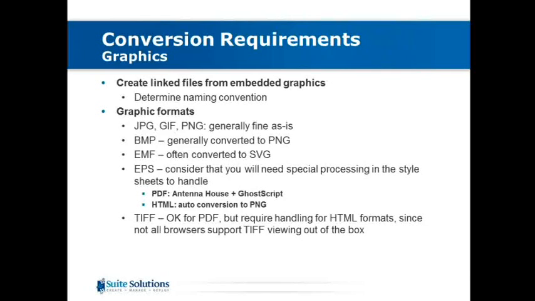For example, if you're using EPS graphics in PDF output, you're going to need to use Antenna House plus GhostScript, which are two different programs that work together to be able to process the EPS graphics. Additionally, if you're using HTML, you may have to set it up to automatically convert those to PNG files. TIFF files are generally okay for PDF, but they're going to require some tweaking for HTML formats because not all the browsers support TIFF viewing out of the box.